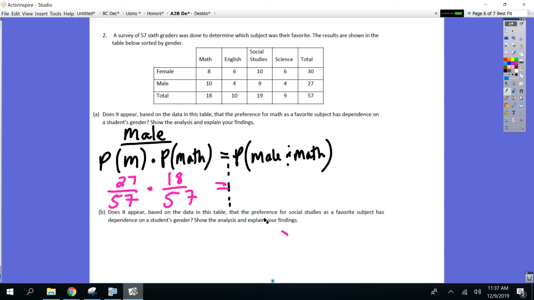Just read the table. Don't do the crunching the numbers yet. I just need probability, male and math. That's it. 10 out of 57. All right, let's see if they're equal. See if their decimals are equal. That's all I'm looking for here.